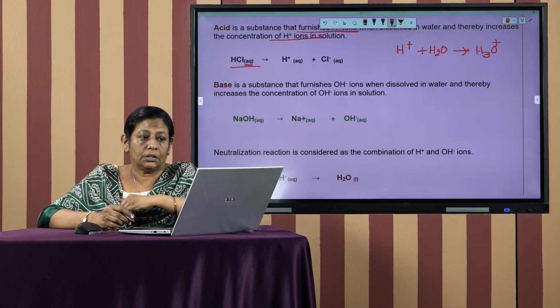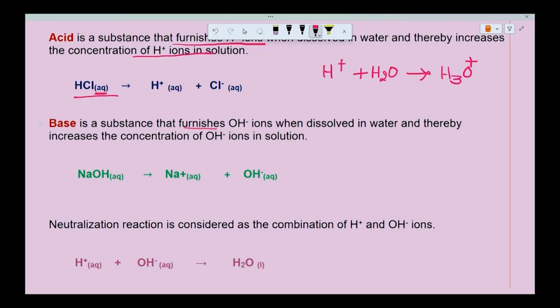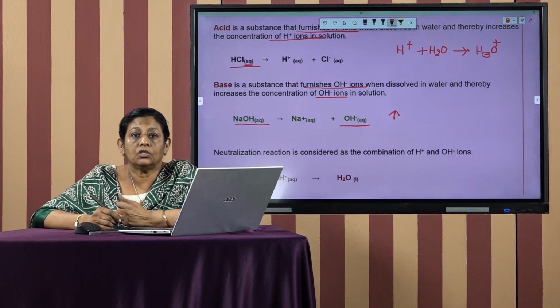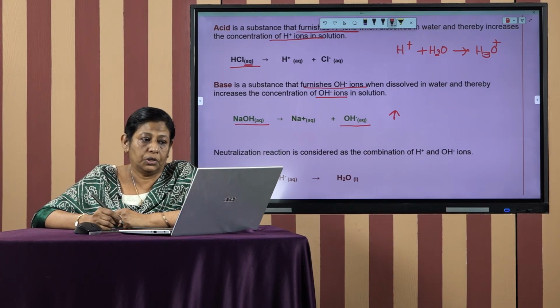Now, when we come to base, a base is a substance that furnishes OH minus ions when dissolved in water, and thereby increases the concentration of OH minus ions in the solution. For example, let us take the base NaOH(aq), where aq again represents that it is dissolved in water. It gives Na plus in aqueous state plus OH minus ions. So, an alkali or a base is a substance that increases the concentration of OH minus ions in the solution, because when we dissolve NaOH in water, you have an excess of OH minus ions in the solution.